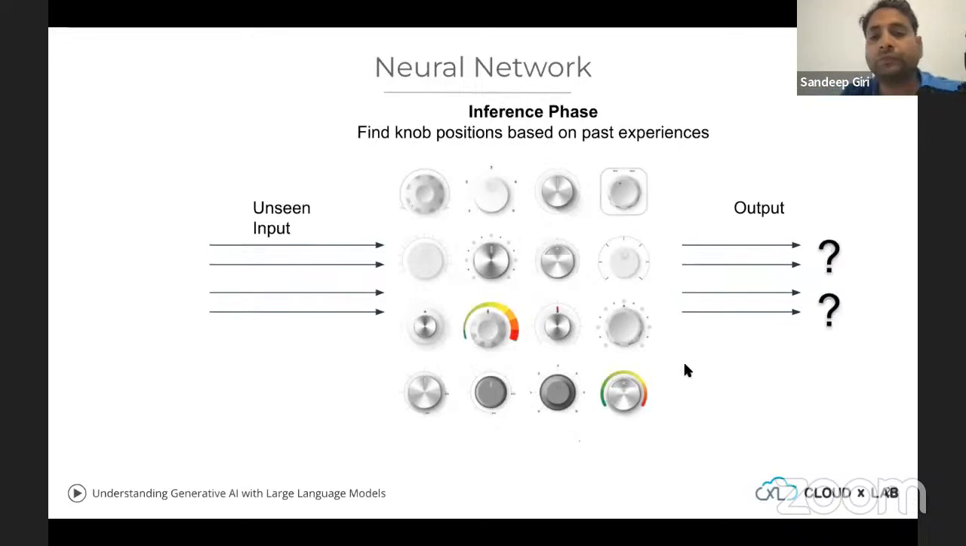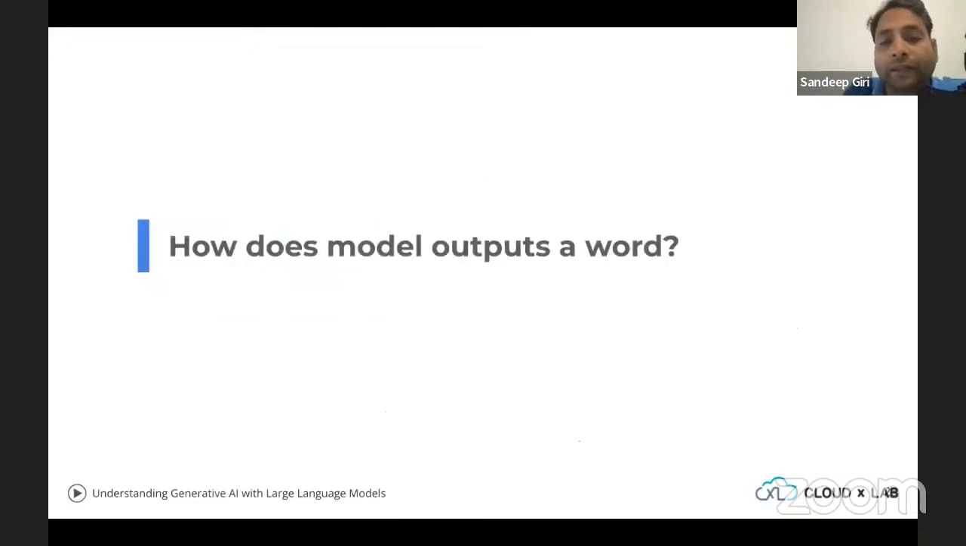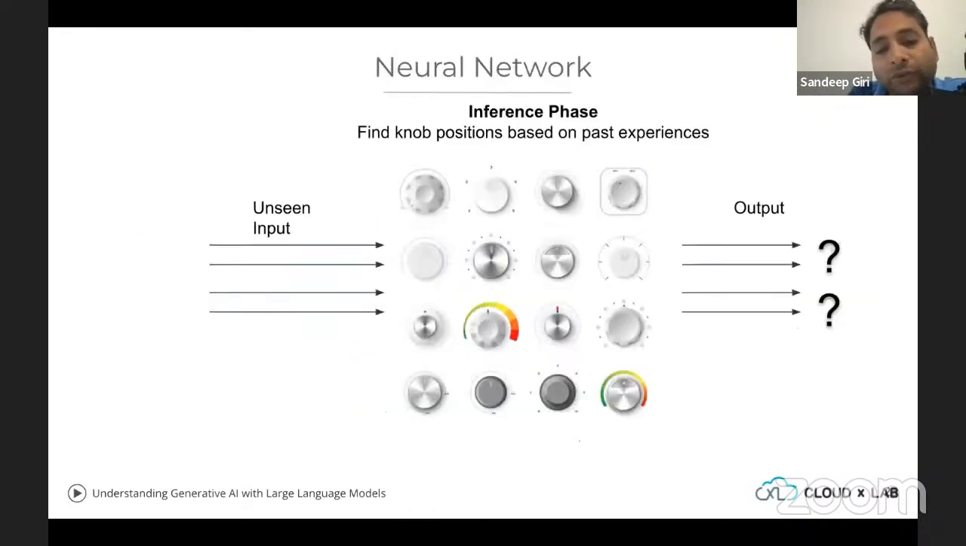Now, the question is, all of this sounds great when we talk about numbers.